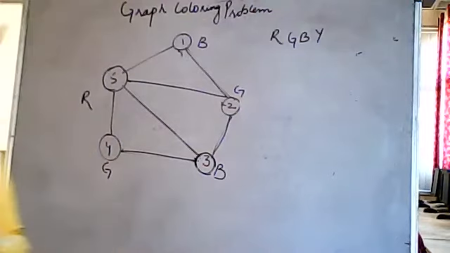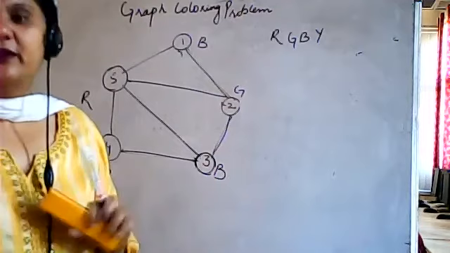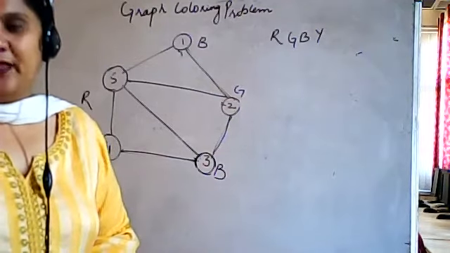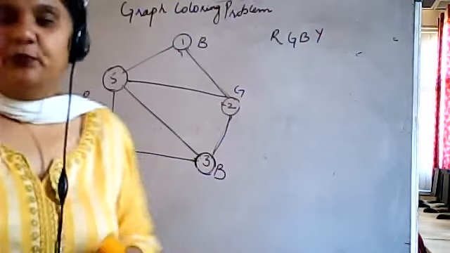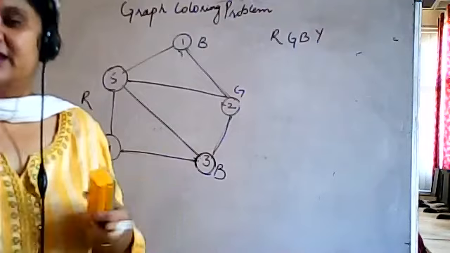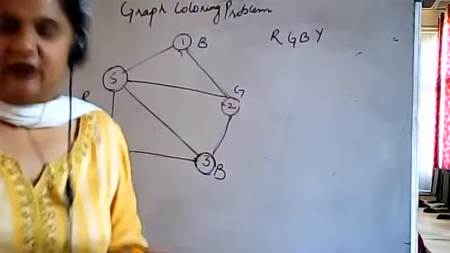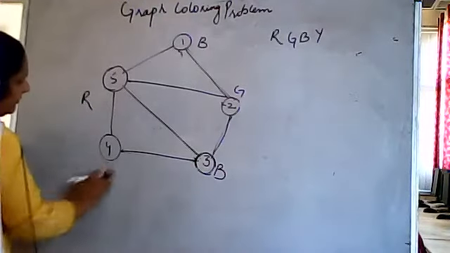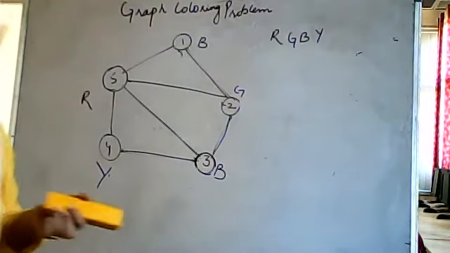But if we are given four colors, will we be able to paint this graph? Yes or no? If yes, then why? Yes, ma'am, because if we are able to paint the graph with the minimum number of colors, that is three, then definitely if we have more colors, we can also paint this graph. See, if I make this node yellow, is there any problem in it? No.